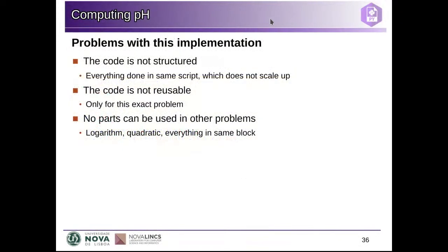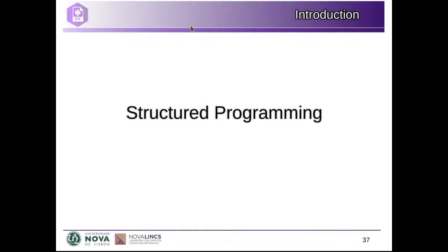Now there is a problem here, is that we are just creating a list of instructions, and there is no structure to this code. It's everything in one go, in a long list, and it's difficult to reuse. For example, if you have different concentrations or a different acid or something like that, we have to actually go change the code that we wrote in order to adapt this. It's only useful for this exact problem, and we cannot use parts of the code because it's all done in the same block. So let's see how we can improve this with structured programming.